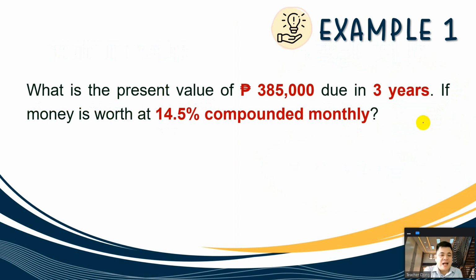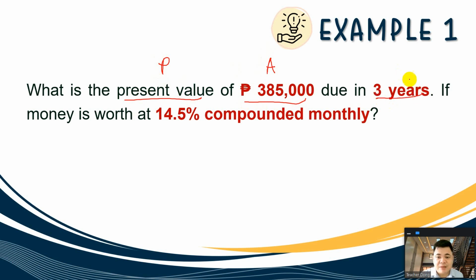What is the present value of 385,000 pesos due in 3 years if the money is worth 14.5% compounded monthly? So let's analyze one by one the given values and the unknown. First, we have to identify what the unknown is. It's either the maturity value or the present value or principal. In this case, obviously the unknown value is the principal. And of course, 385,000 is the maturity value, since we are looking for the principal or the present value.